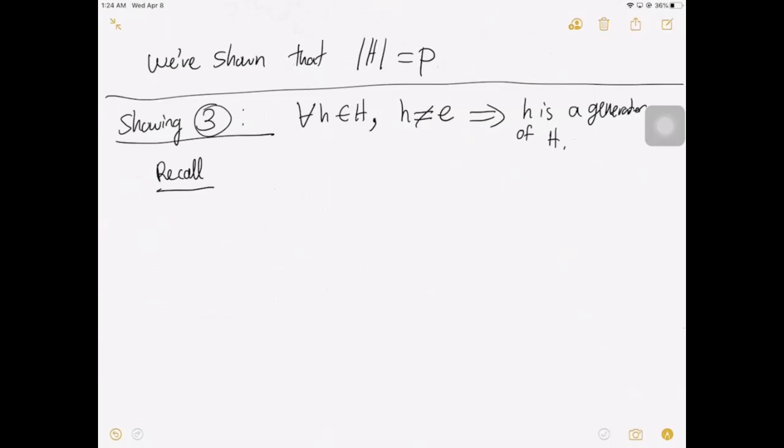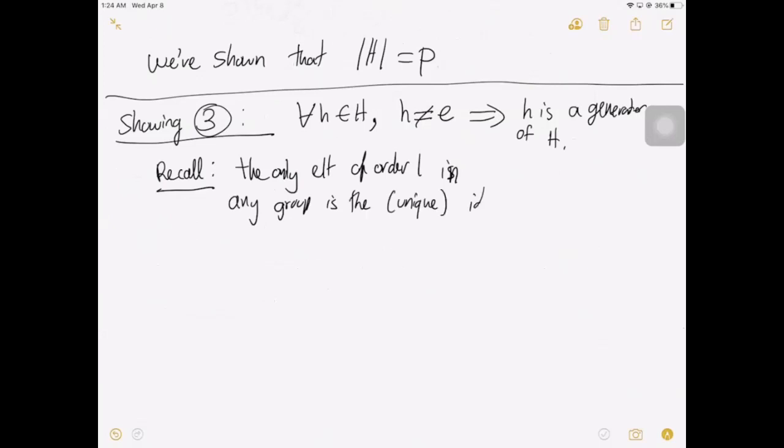The first thing is that the only element of order 1 in any group is the unique identity element. And the second thing I need you guys to recall is the order theorem.